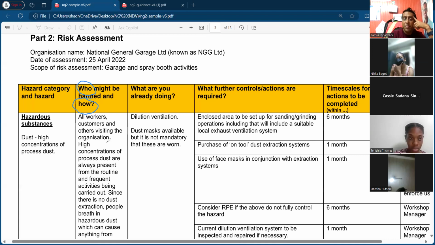And then the how is an explanation of how the dust could affect the workers. The how is not really a short answer. It is a description of how the dust could actually affect the workers, right?